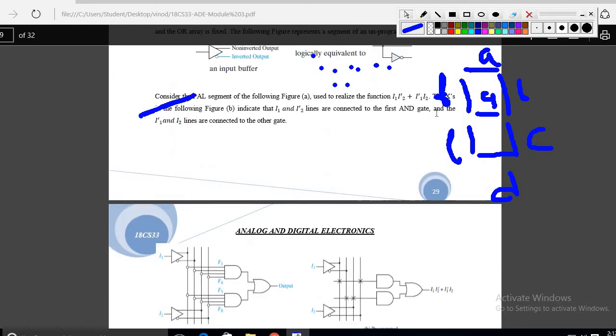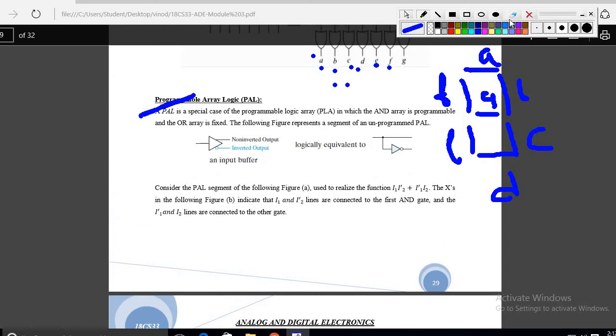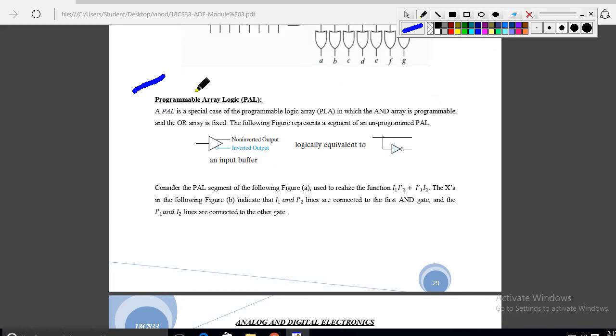Okay, so the next topic is programmable array logic, PAL.